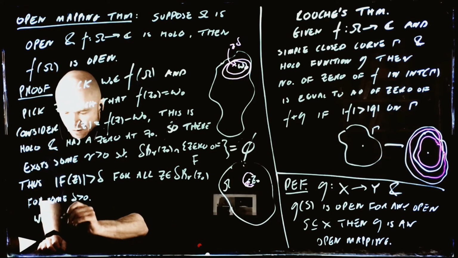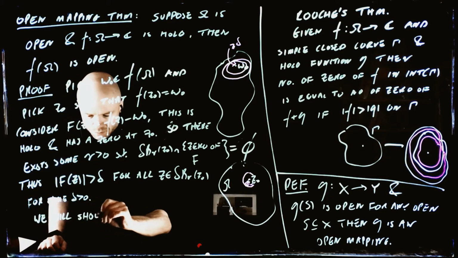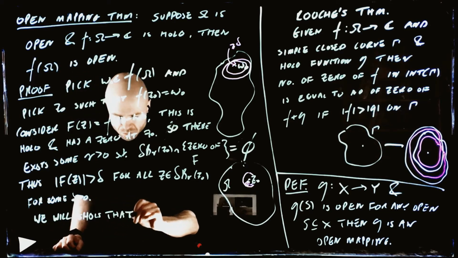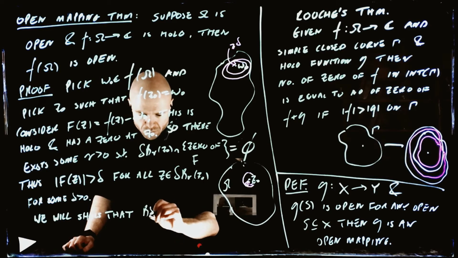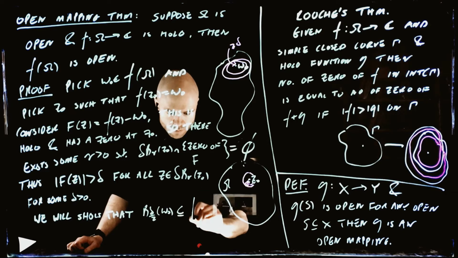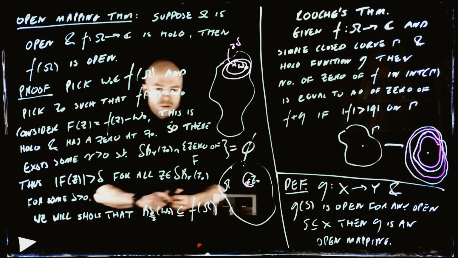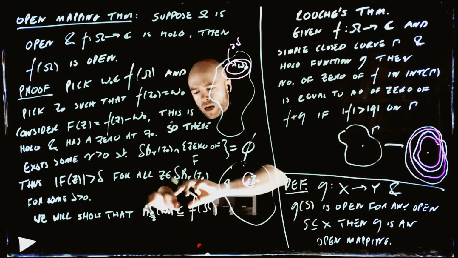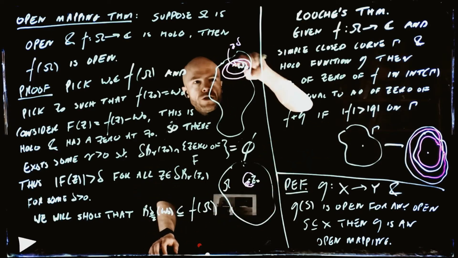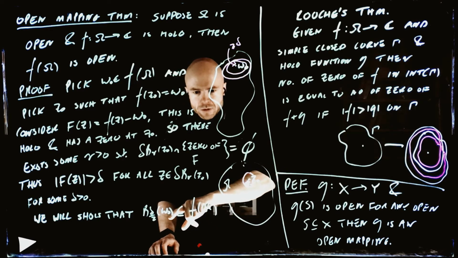Or let's say what we're going to do. We will show this, and if we do that, then we're done, because that means that we have some ball which is completely contained within the image of omega around our arbitrary point W0.